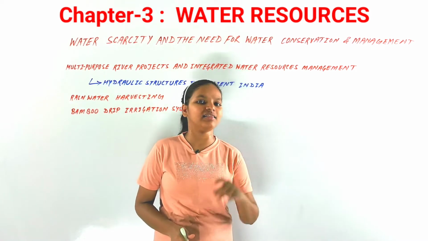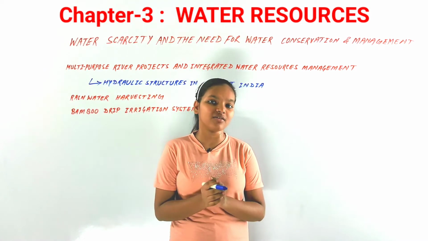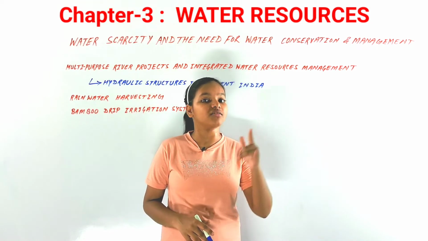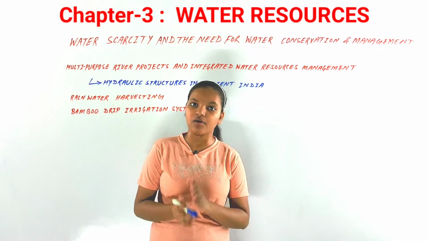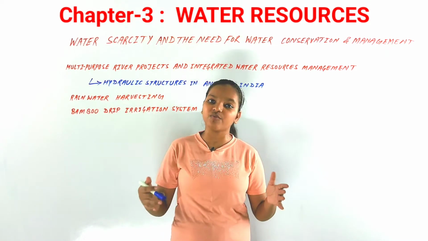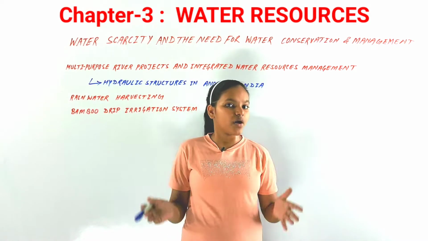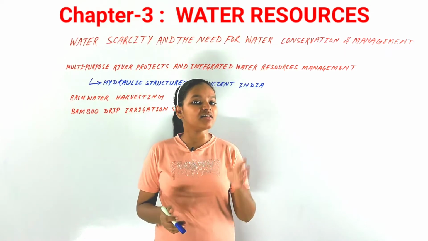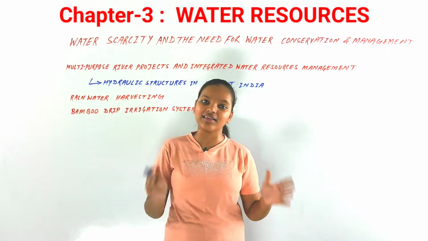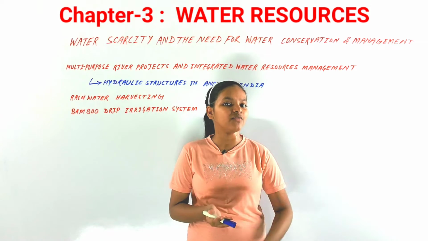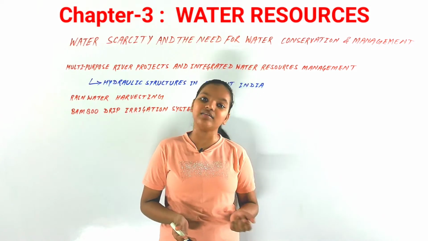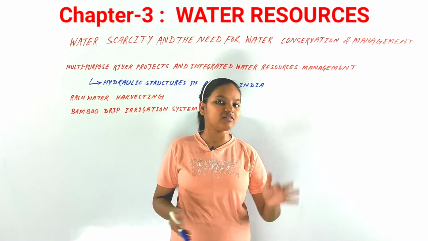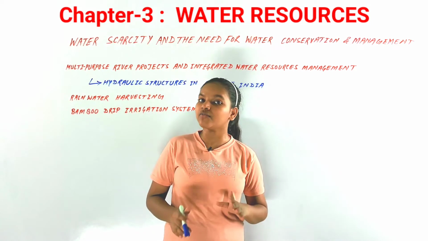In this chapter we are going to talk about water resources, in which we'll talk about water scarcity, water conservation, and water management as well. We'll look at some of the projects on water bodies, and after that we'll also discuss some irrigation methods. So basically in this chapter we are going to sum up all the things that we have studied till now, along with some advanced information that has been given in this chapter.